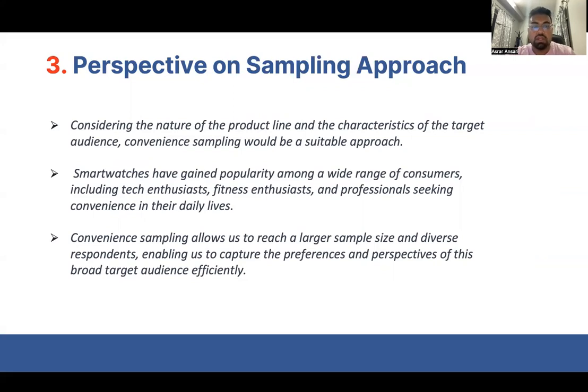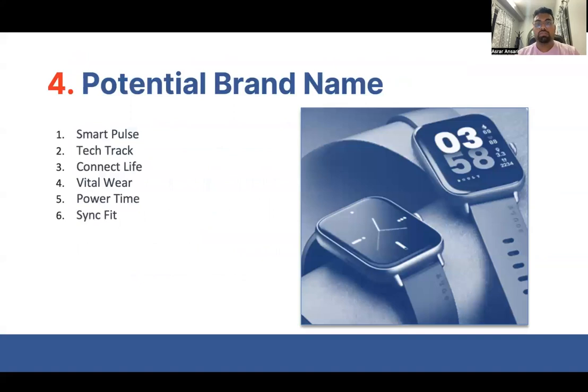Another reason is that it allows us to use a larger sample size and diverse experience, enabling us to capture the preferences and perspectives of this broad target audience efficiently. For this, we have chosen some brand names for this product. Here are the 6 listed names: Smart Pulse, Take Track, Connect Life, Vital Weight, Power Time, Sync Fit. We can go to our surveyors and ask them which of these could be a good name for this upcoming product.